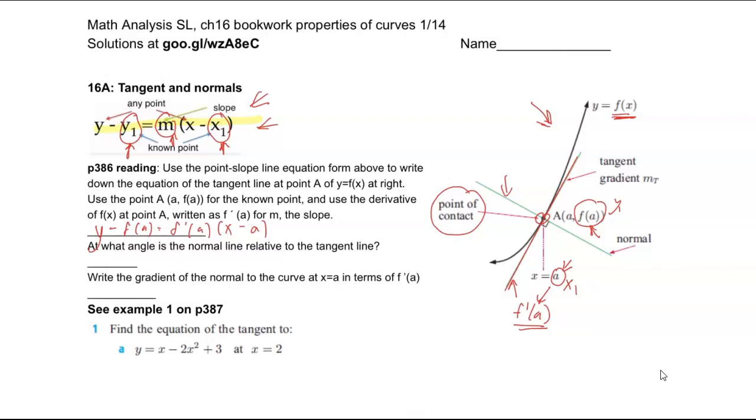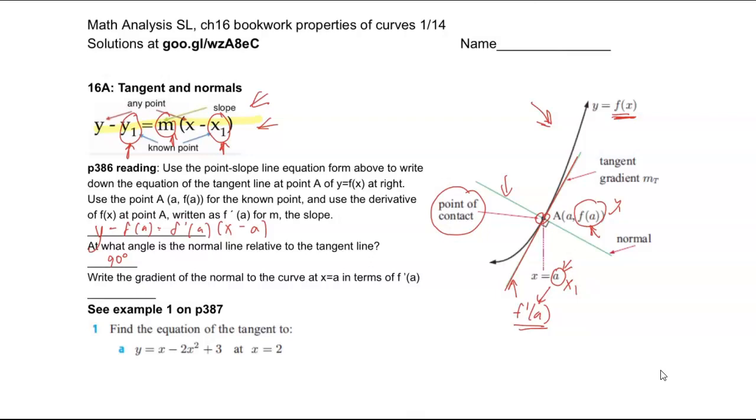Remember that the x and the y you do not replace with anything. Once you replace x and y, it ceases to be the equation for a line. And the whole point of this is to have an equation for a line. Okay. At what angle is the normal line relative to the tangent line? They're perpendicular to each other, so they're at 90 degrees to each other. Write the gradient of the normal to the curve at x equals a in terms of f dash of a.